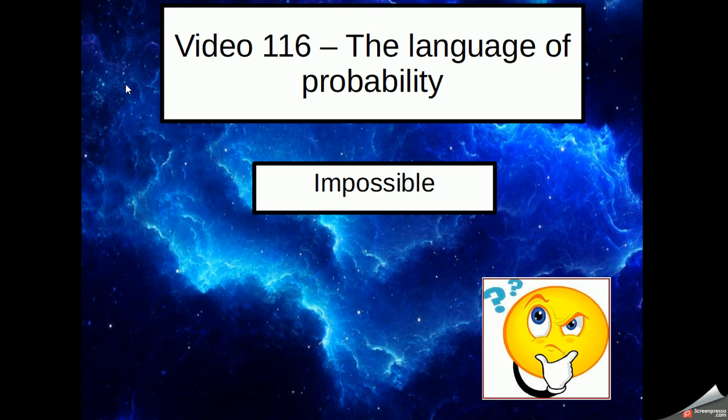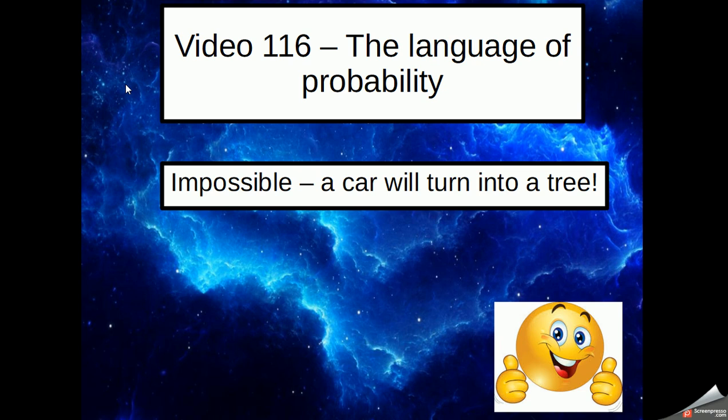Our first is impossible. What does impossible actually mean? Well, impossible means that an event cannot occur. So, for instance, what is the word to describe a car turning into a tree? It's impossible. So no matter how small the likelihood, if there's a chance of something happening, then it's not impossible. We represent impossible probabilities with the number 0.